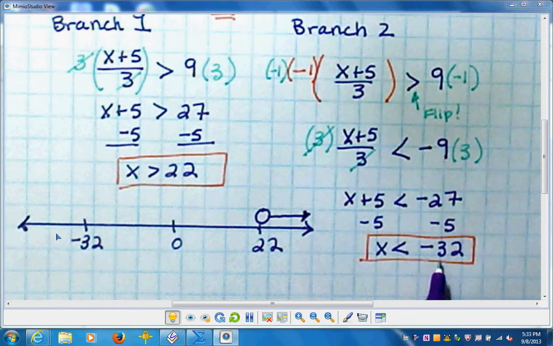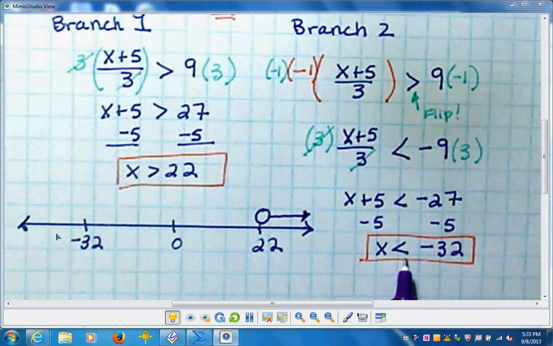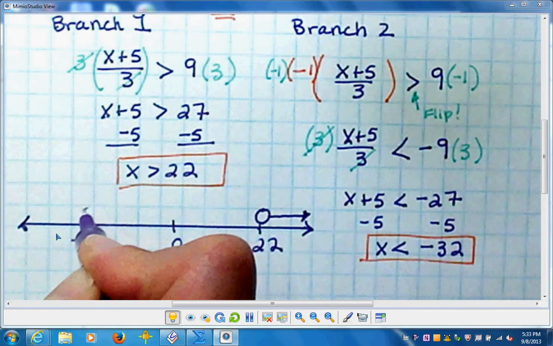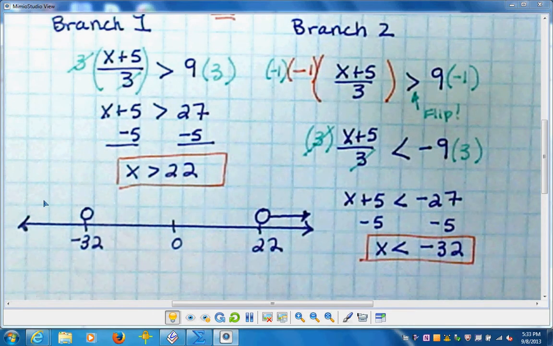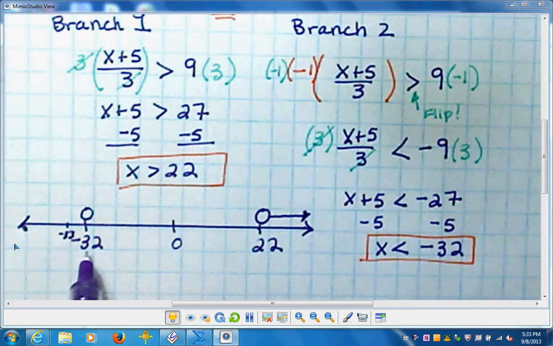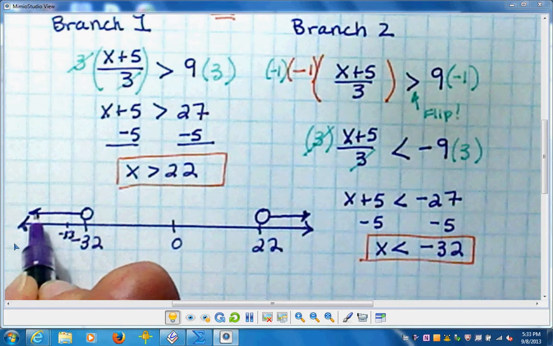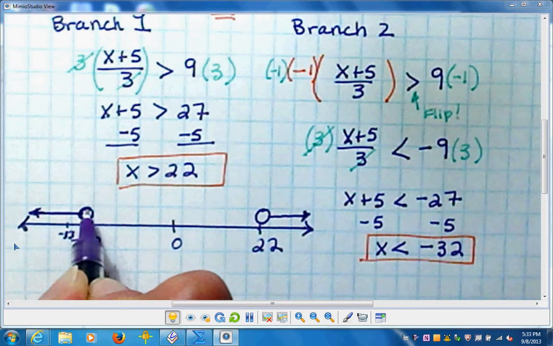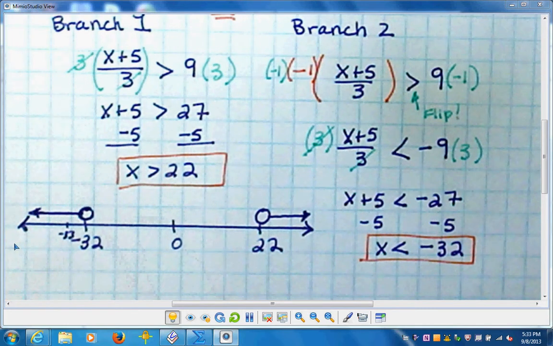Here I'm at negative 32. There's no equal bar there. So I'm going to have an open circle right there. So x is less than. So negative 33 is smaller than negative 32. So that means this must go this way. So I have graphed my problem. And that's my answer.